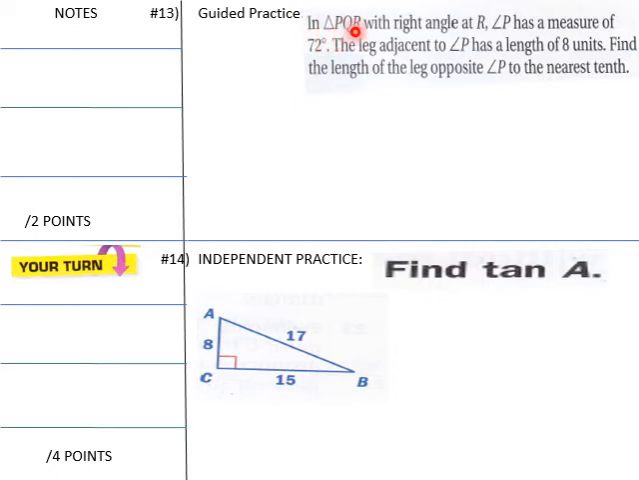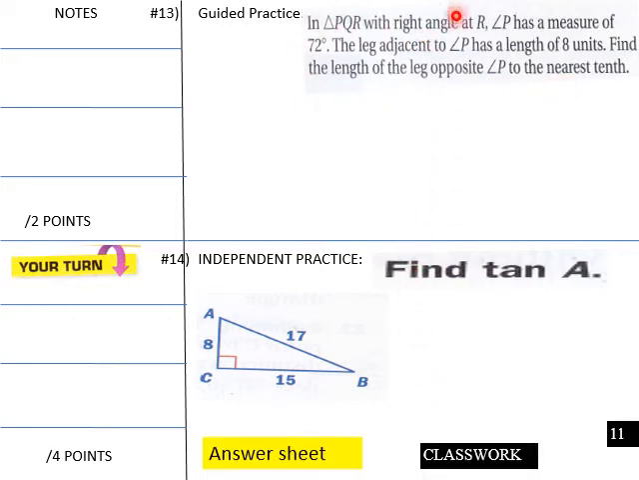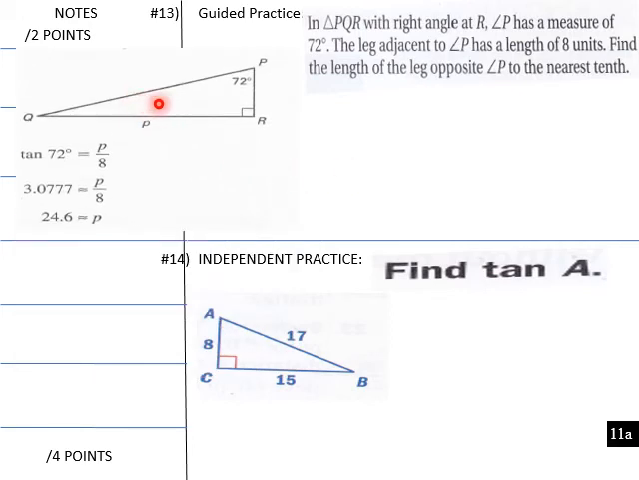In triangle PQR with right angle at R, angle P has a measure of 72 degrees. The length adjacent to angle P has a length of 8 units. Find the length of the leg opposite angle P to the nearest tenth. Okay, so what we should probably do with this one is draw a diagram. So here's our diagram here. And we have a right angle here at R, and then the measure of P of 72 degrees here, which would be angle P, 72 degrees. A leg adjacent to P has a length of 8 units here.